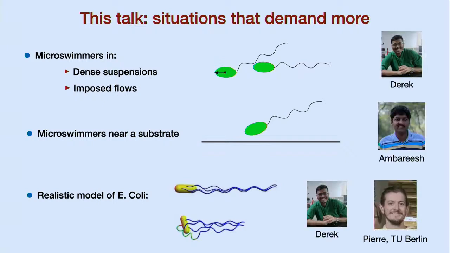So these are the people who are involved. Direk and Ambaresh are the PhD students in my group, and Pierre is a joint student between me and our collaborator Holger Stark at TU Berlin.